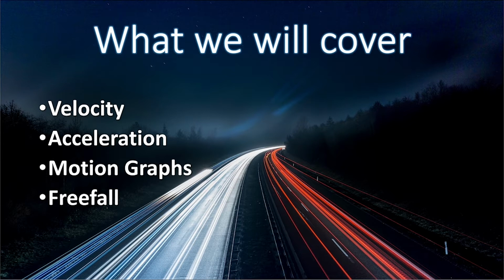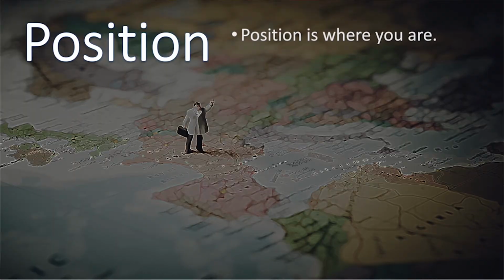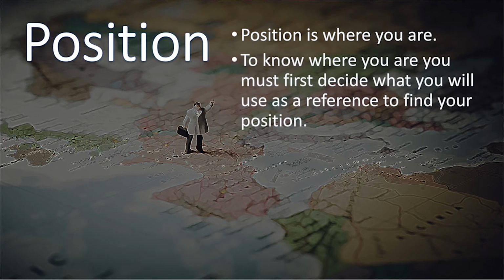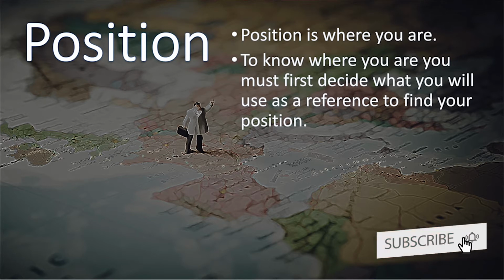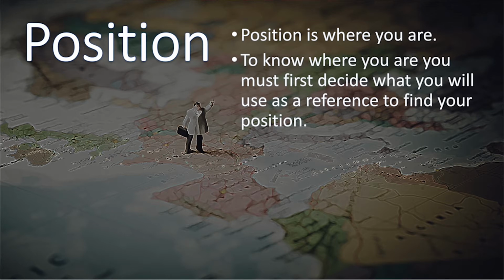But before we get into these things, there's another topic that we need to cover, and that is the topic of position. So position is basically representing where you are. And how do we represent where we are? Well, we first need to decide what our reference point is, and then we can tell our position based off of that reference point. If you're trying to tell your friend where you are, you usually say, I'm at the store. The store would be the reference point. Or I'm next to the fountain at the park. You're giving a reference point to your location.